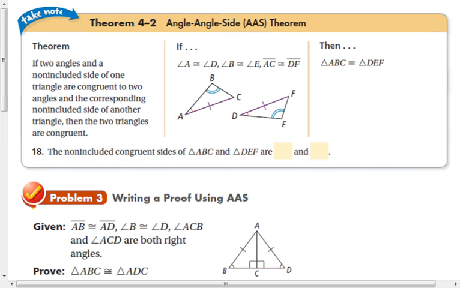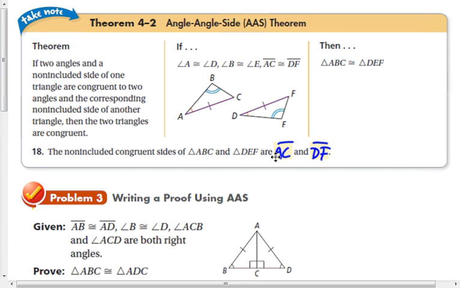All right, one more theorem we're going to be using here. Angle-angle-side theorem: if two angles and the non-included side of one triangle are congruent to two angles and the corresponding non-included side of another triangle, then the two triangles are congruent. So if you look at these two triangles, the non-included congruent sides are segment AC and segment AC.